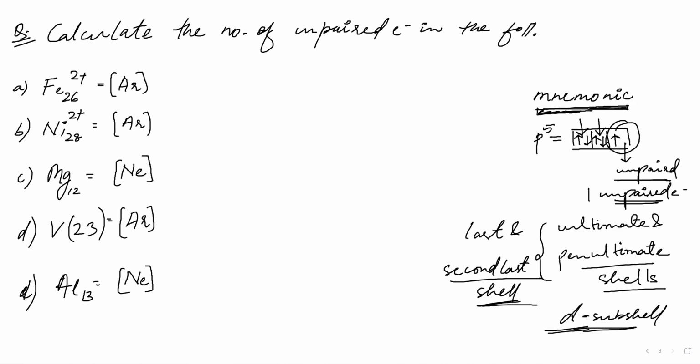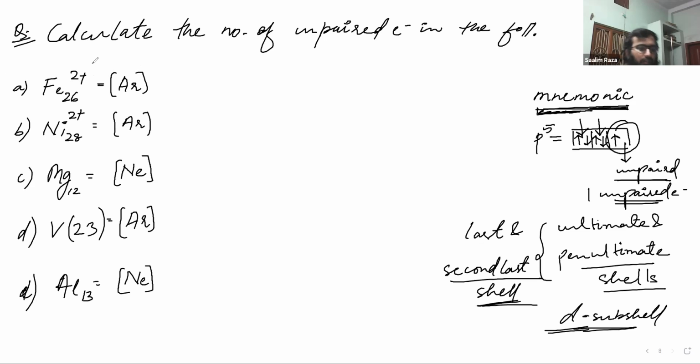Oh, sorry, sir. 1 minute. Sir, only 2 are coming. Really? Please, sir, can you do 1 for me? Okay, I will do 1 for you.